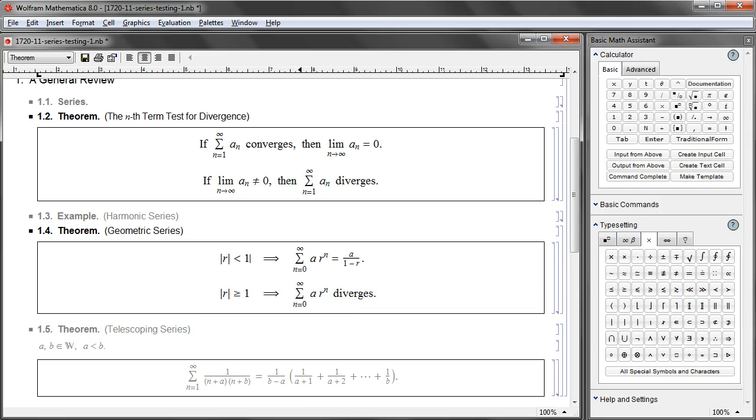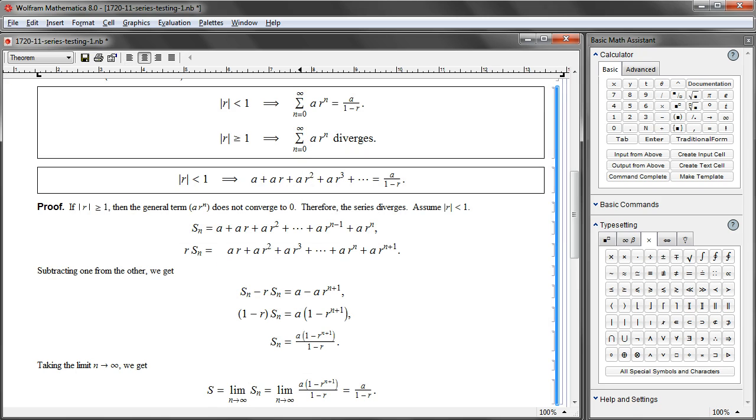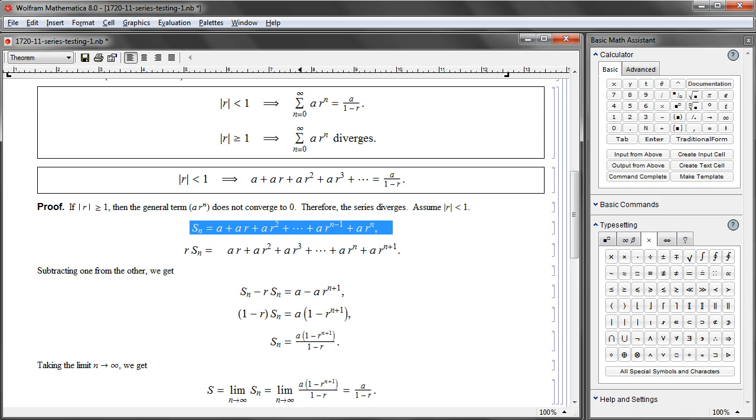Now what if r is less than 1? Well, we have something like this. Here's S_n, and then here's r times S_n, and all these middle terms will just cancel each other, and I'm going to get only the first and last term if I subtract one from the other. Factoring S_n out, we get the next formula, and then dividing by 1 minus r. Finally, here we go. S_n is equal to that, and this is the formula for a finite geometric series.